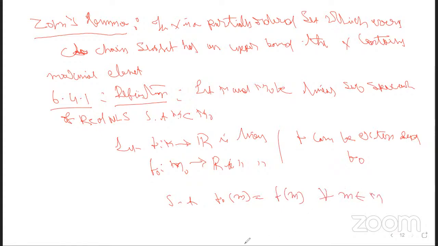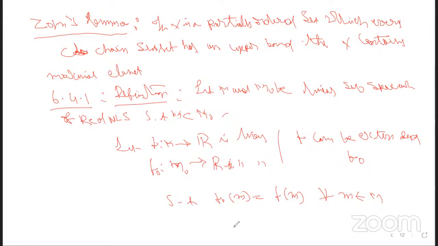Understood? M and M naught be linear subspaces of a real normed linear space, such that M is a subset of M naught. What is the first equation? F is M to R, R is the set of real numbers. F naught, M naught to R. Both are linear, such that F naught M equal to F of M.